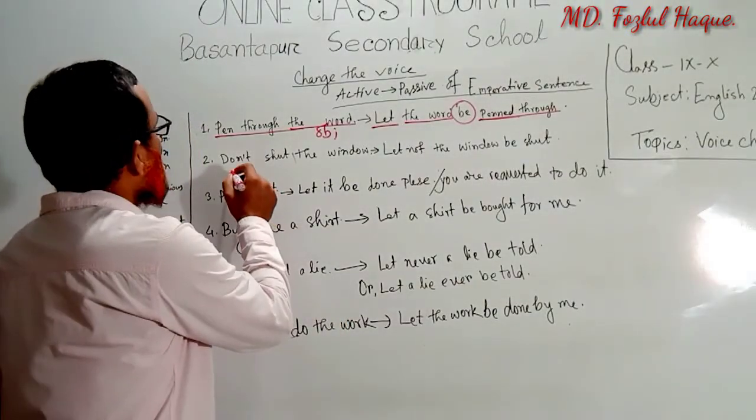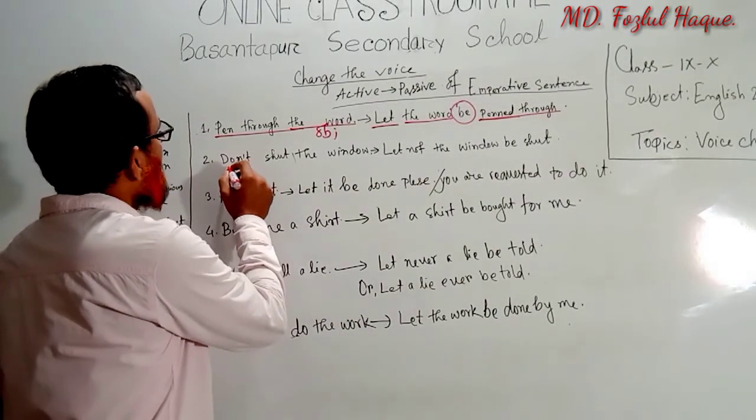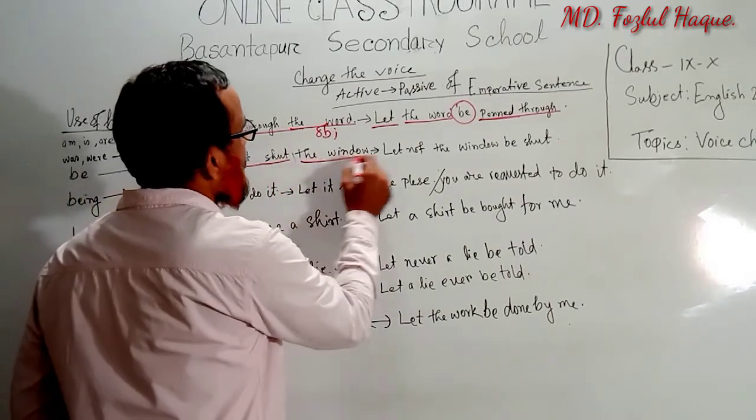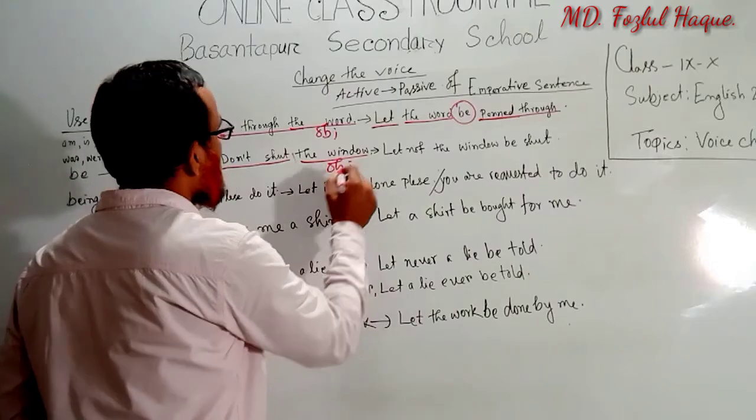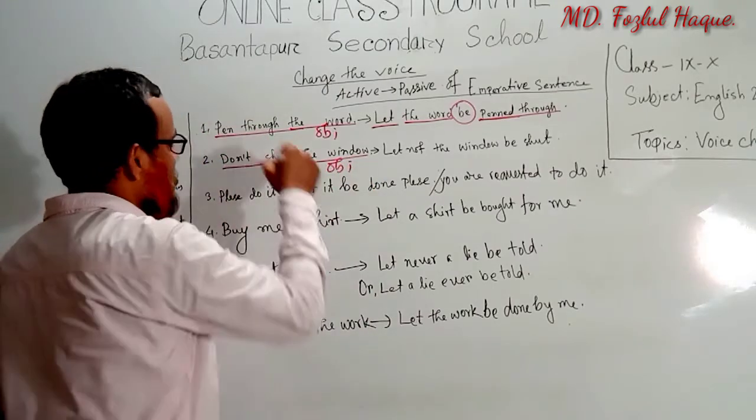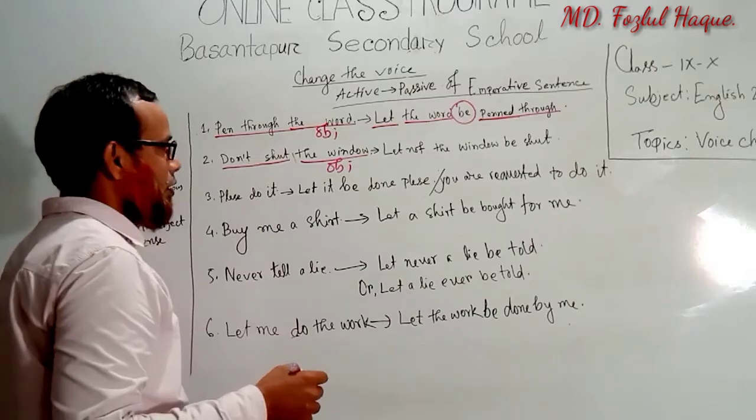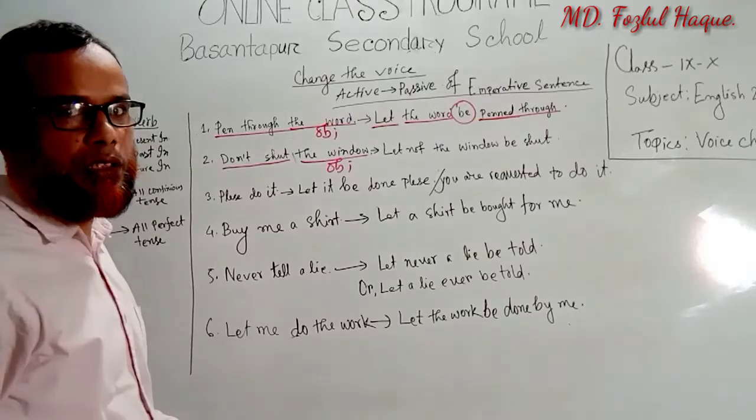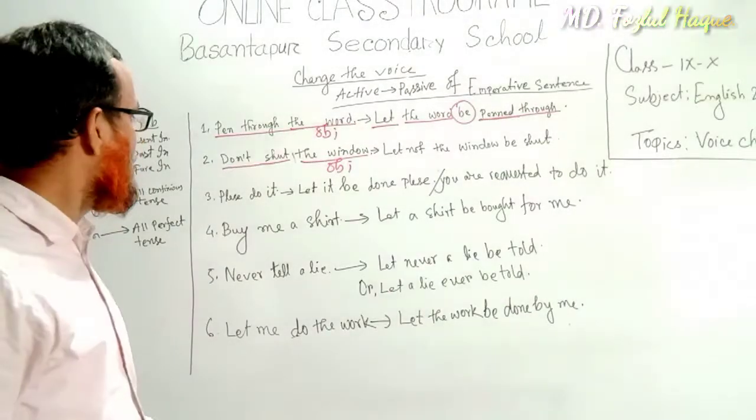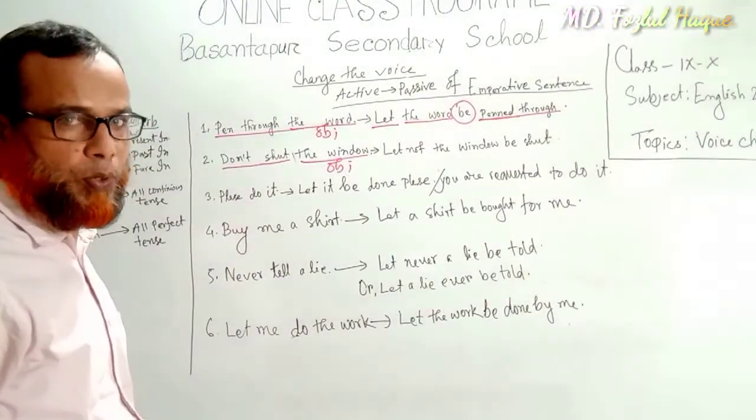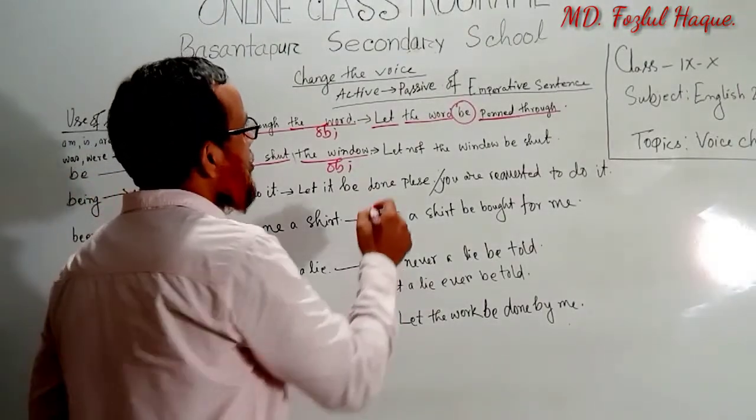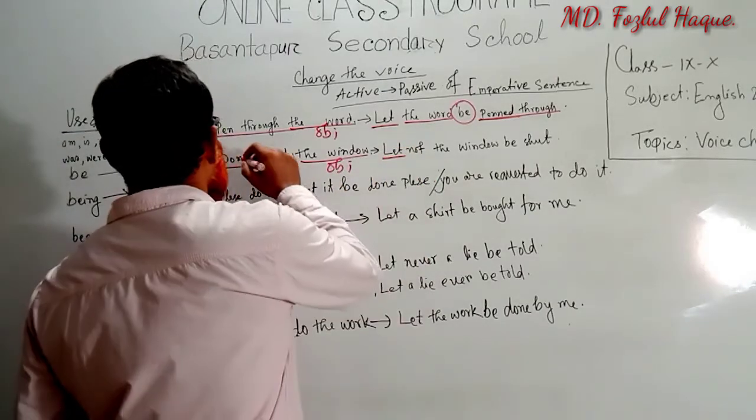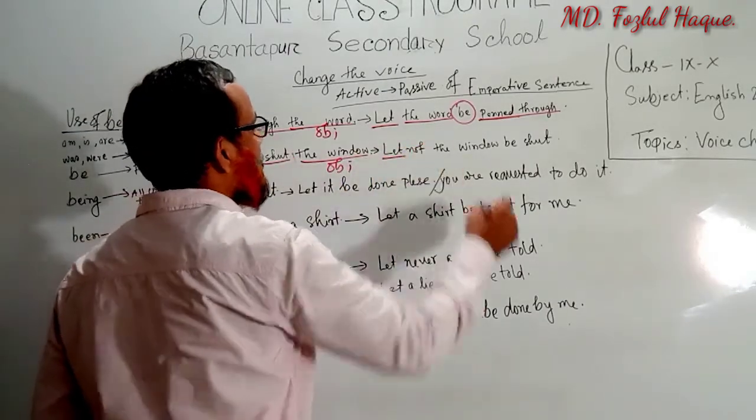There is another example of an imperative: Don't shut the window. Window is the object. Here you is not present. An imperative sentence starts with the verb in base form. So at the beginning of the passive, let and not are added, making let not.